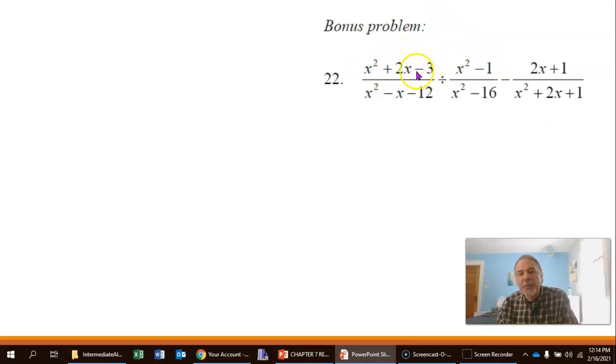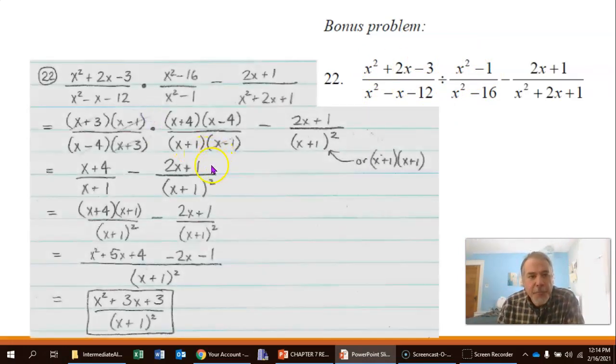What do we get from x squared plus 2x minus 3 over x squared minus x minus 12 divided by x squared minus 1 over x squared minus 16? I'll focus on that to start with, and once I've done what I can do with that, then I'll look at the subtraction part of the problem. So I turned the division into multiplication by flipping the second fraction upside down. So now it's x squared plus 2x minus 3 over x squared minus x minus 12 times x squared minus 16 over x squared minus 1.